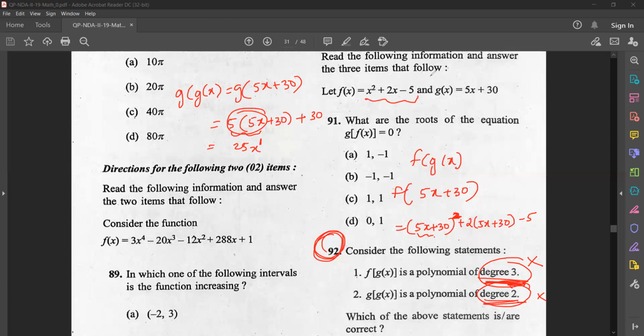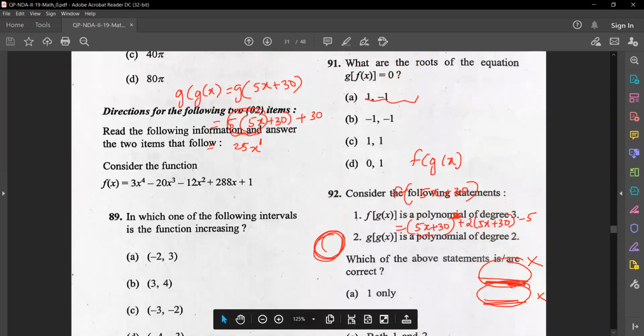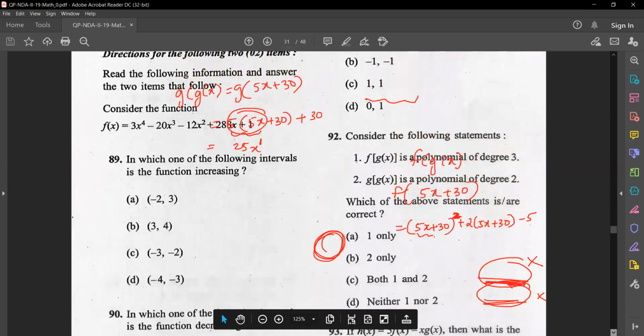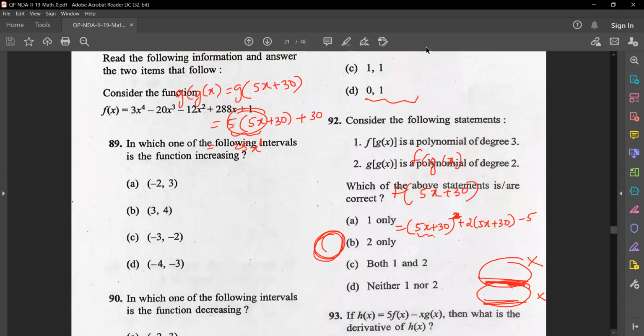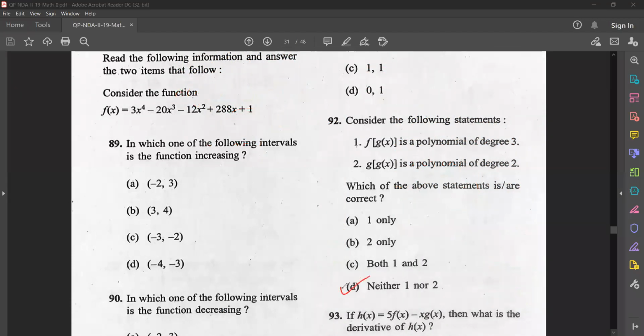Which of the following statements are correct? They are asking. So neither 1 nor 2. That is the answer. Option D, neither 1 nor 2. That is the correct answer.